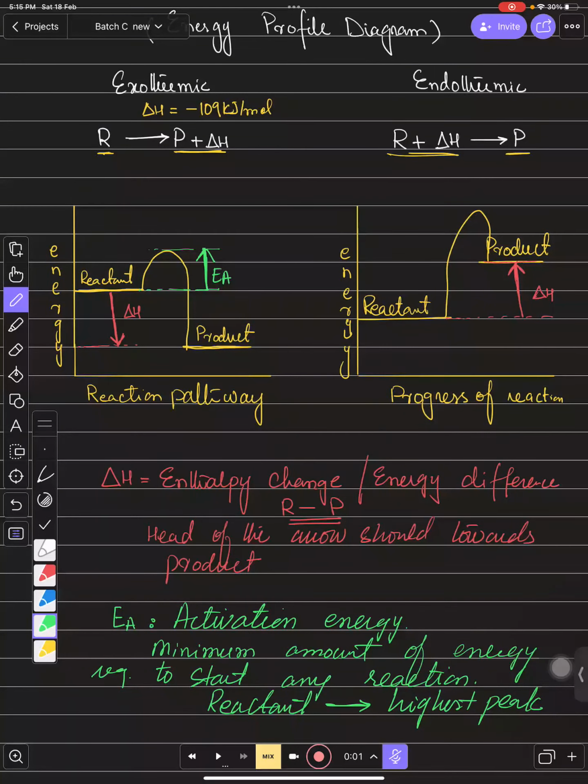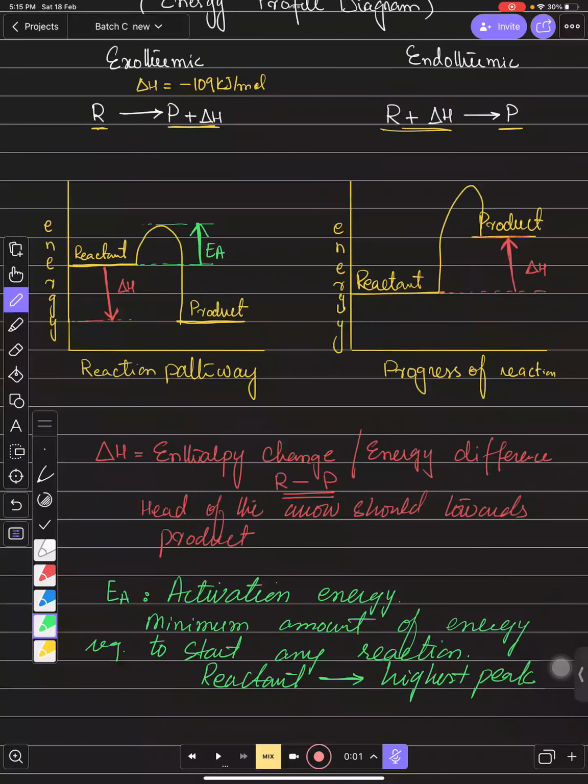Yes, sir. This is positive all the time. You are providing energy to start the reaction. This is the energy which is provided by you, so it is always positive. ये हमेशा positive रहेगी, and the head is always upward. Head of arrow should always be upward. ये हमेशा ऊपर की तरफ होगा. So it shows कि ये positive है.